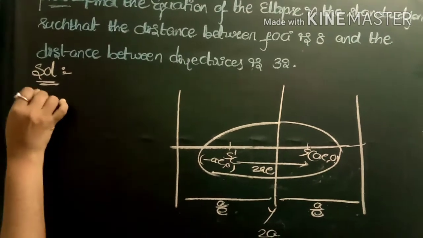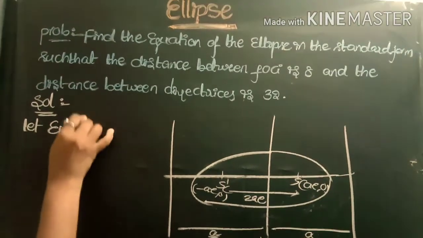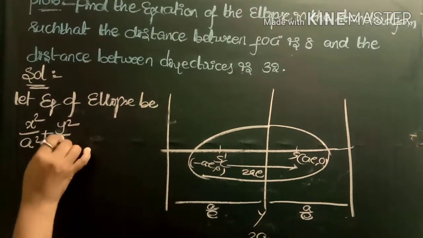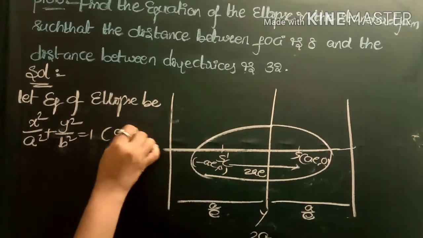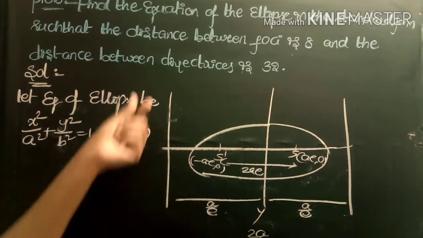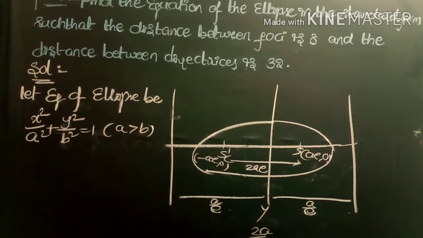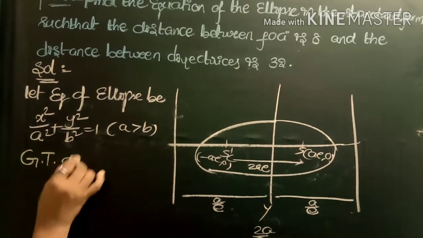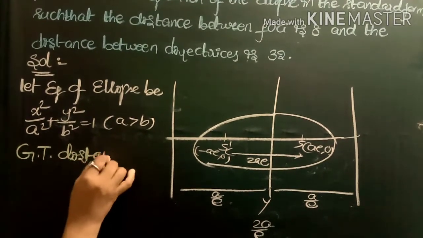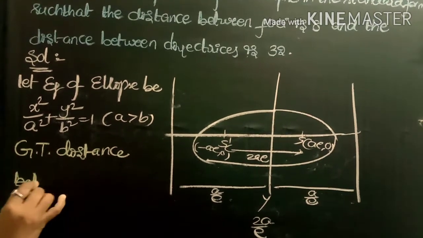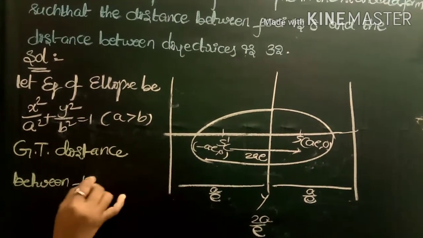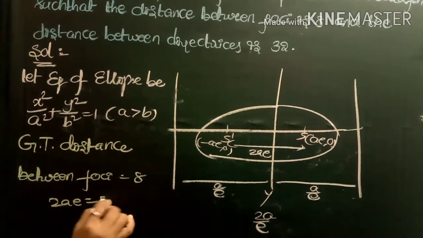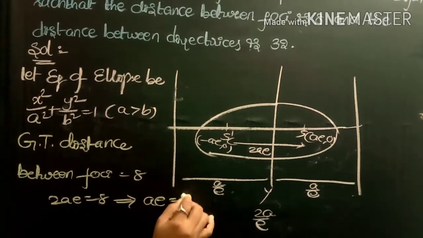So first we take the equation of the ellipse. Let the equation of the ellipse be x square by a square plus y square by b square equals 1, a greater than b. Since it is given that it is the standard form, we are taking a greater than b. And given the distance between the foci is 8, that is 2ae equals 8, which implies the value of ae is 4.